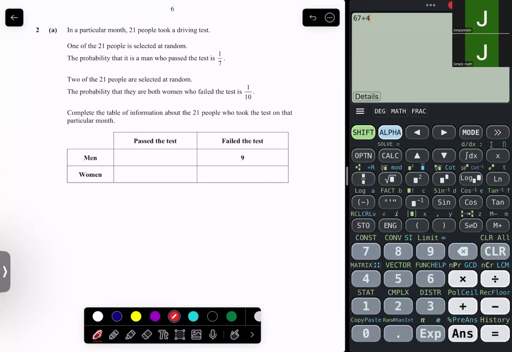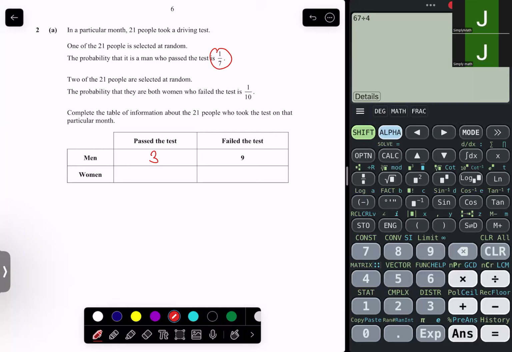Since the probability of men who pass is 1 out of 7, that means here must be 3. Okay, so out of the 3, 3 pass, 9 fail. Or out of 21 people, 3 pass, 9 fail. Okay, the probability that they are both women who failed the test is 1 out of 10.